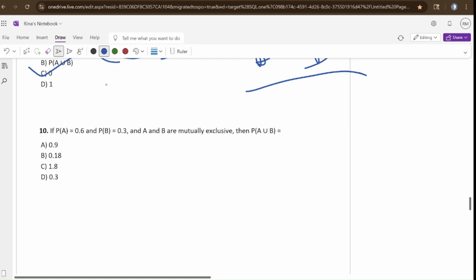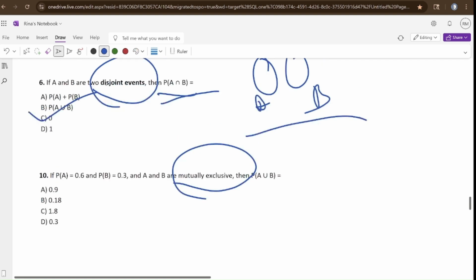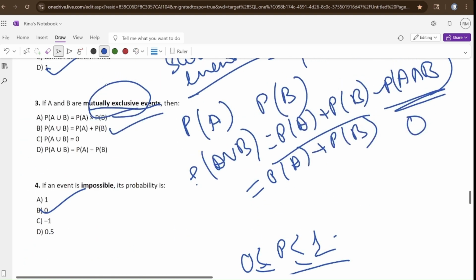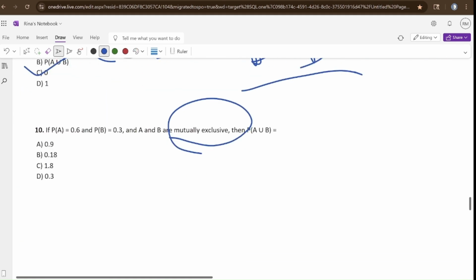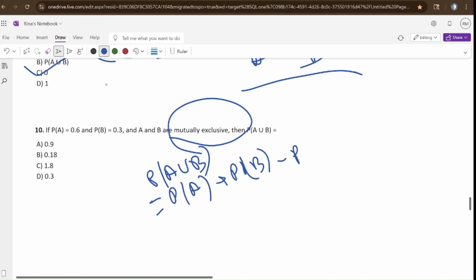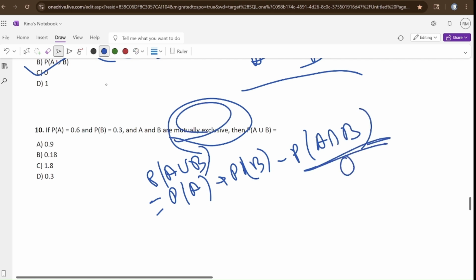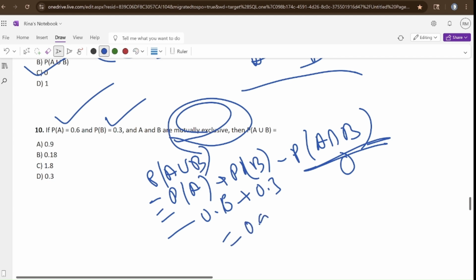If P(A) equals 0.6, P(B) equals 0.3 and they are mutually exclusive. See, right now you have just seen mutually exclusive means P(A union B) equals P(A) plus P(B), right? So always use this formula, then you will be able to solve this. P(A) plus P(B) minus P(A intersection B). See, this portion will be 0 when it is mutually exclusive. So here you have 0.6, P(B) equal to 0.3, so it will be 0.9. Fine, the answer will be 0.9.